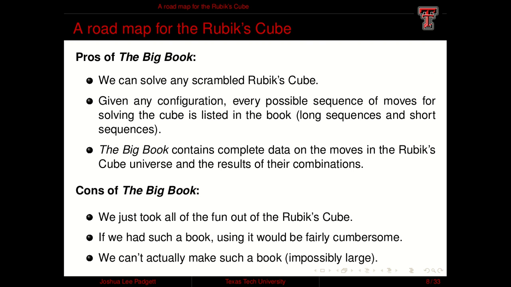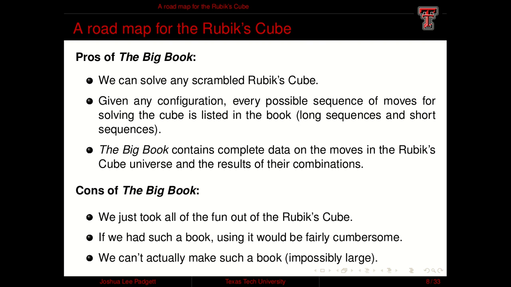Well, we can solve any Rubik's Cube in any configuration. Given some configuration, every possible sequence of moves for this is in the book. And so, of course, these could be very long sequences where we took bad directions for a while and then corrected, or they could be very short sequences where we chose the correct turn every single time.